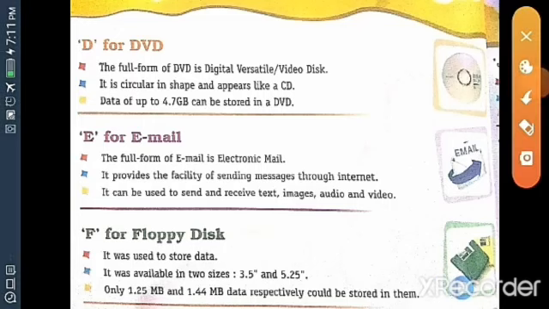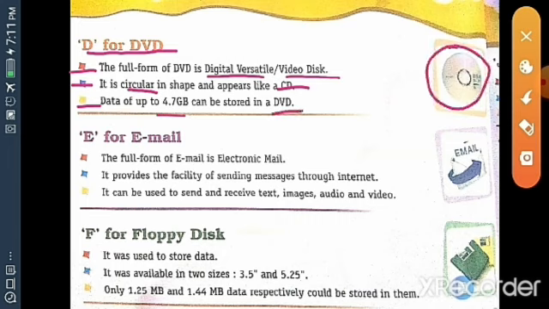Okay students, our next letter is D. Now D for DVD. First one, the full form of DVD is digital versatile or video disc. Second thing, it is circular in shape and appears like a CD. Third one, data of up to 4.7 GB can be stored in a DVD. See, this is DVD. DVD just looks like a CD.